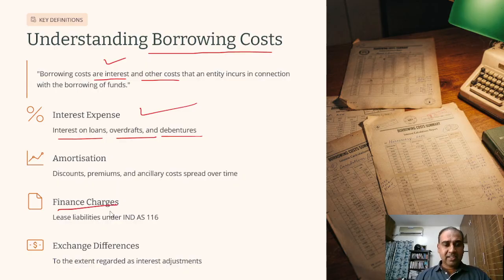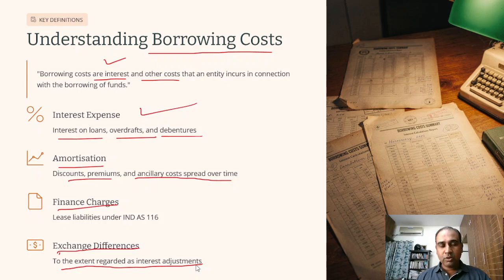Finance charge under lease liability, amortization, discount, premium, and ancillary cost spread over time, and exchange differences to the extent regarded as interest adjustments. Clear? So in exchange differences also there is an element of interest involved in it.